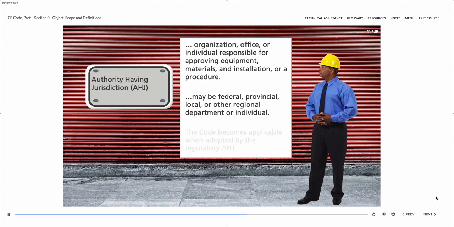The Canadian Electrical Code becomes applicable when it is adopted by the Regulatory Authority Having Jurisdiction, AHJ. When AHJs adopt the Canadian Electrical Code, the AHJ sometimes adds a separate amendment document specific to the particular AHJ. This specific addition becomes effective when the AHJ adopts it.